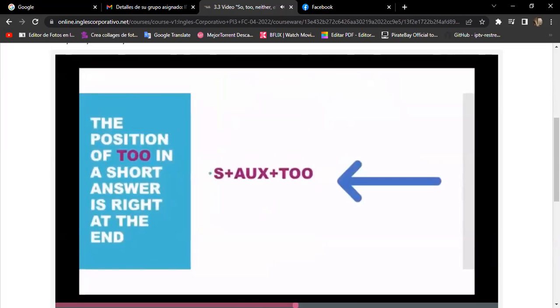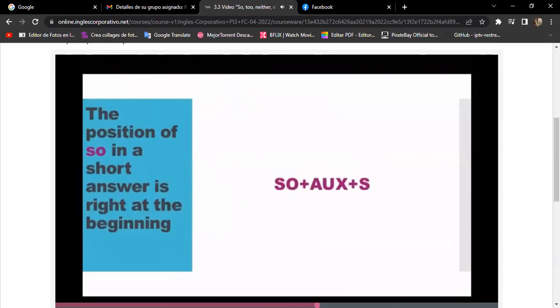The position of too is right at the end. Follow me. Subject, auxiliary, too. The position of so is right at the beginning. Follow me again. So, auxiliary, plus subject.